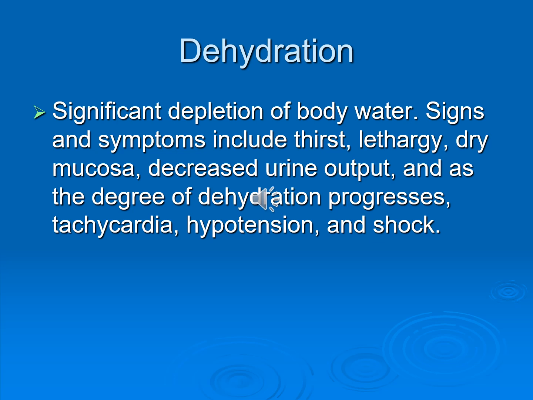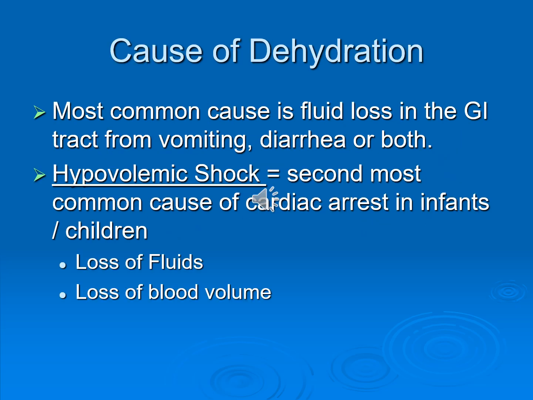Now we're going to move on and talk about dehydration. Dehydration is a significant depletion of body water. Signs and symptoms include thirst, lethargy, dry mucosa, decreased urine output, and as the degree of that dehydration progresses, you'll see tachycardia, hypotension, and shock. Causes of dehydration. The most common cause is fluid loss in the GI tract from vomiting, diarrhea, or both. It can also be related to hypovolemic shock. This is the second most common cause of cardiac arrest in infants and children. So you have that loss of fluids and you have that loss of fluid volume.